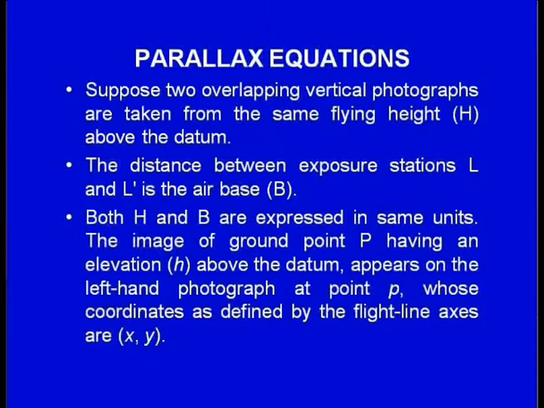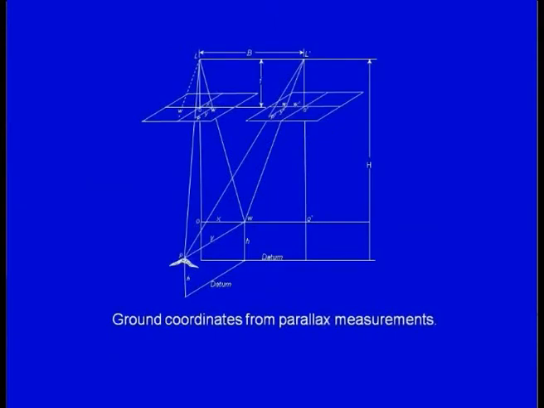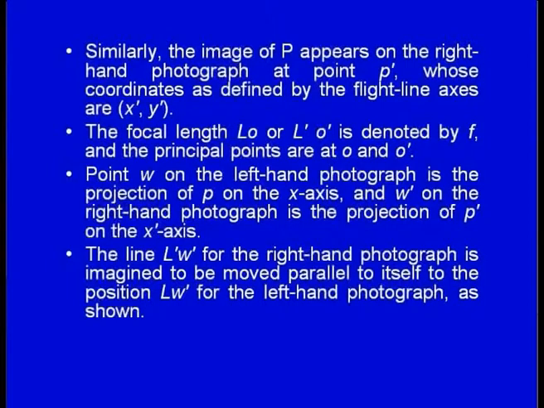The image of ground point P having an elevation small h above the datum appears on the left hand photograph at point p, whose coordinates defined by the flight line axes are x, y. Similarly, the image of P appears on the right hand photo at point p dash, whose coordinates defined by the flight line axes are x dash, y dash. The focal length L o or L dash o dash is designated by f, and the principal points are located at o and o dash. Point w on the left hand photograph is the projection of p on the x axis, and w dash on the right hand photograph is the projection of p dash on the x dash axis.